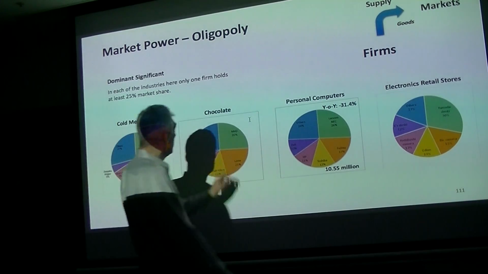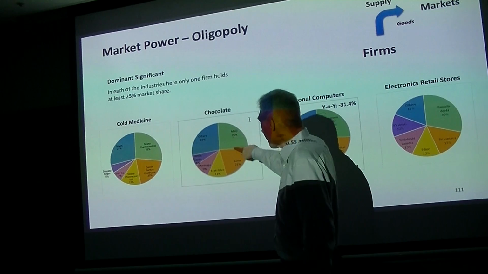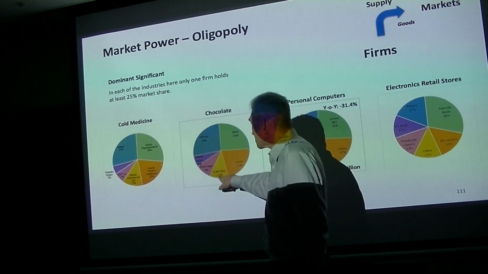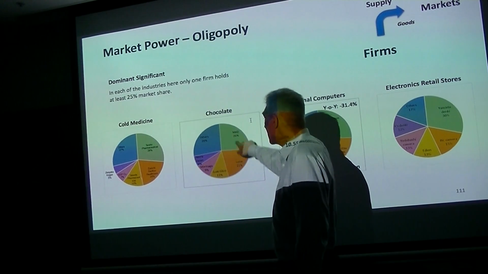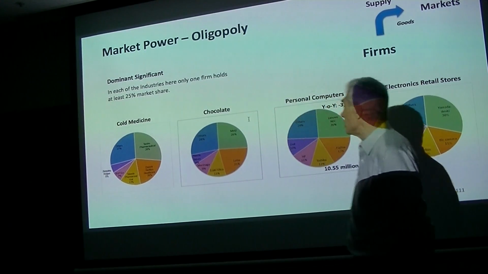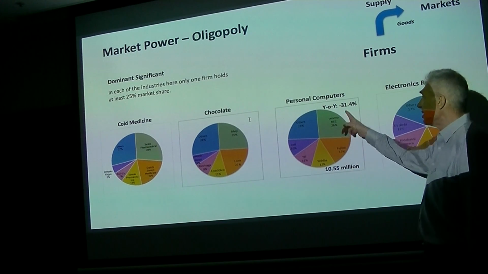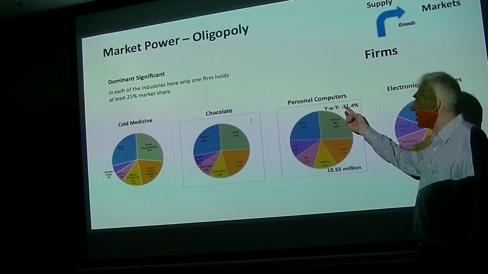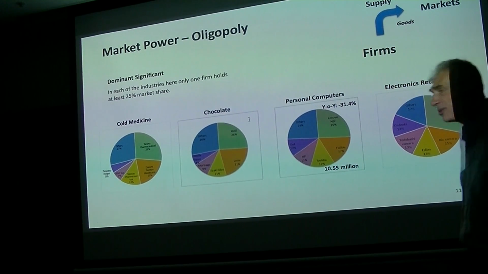Same thing with chocolate. Meiji, 26%. Lotte, 21%. Morinaga, 9%. Again, quite fragmented. A fragmented market. Personal computers, another fragmented market. Look at that. Wouldn't you love to be in that market? A 31% decline year on year in personal computers.